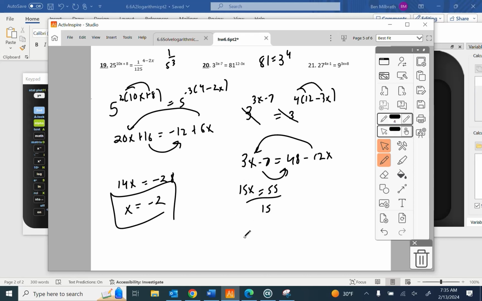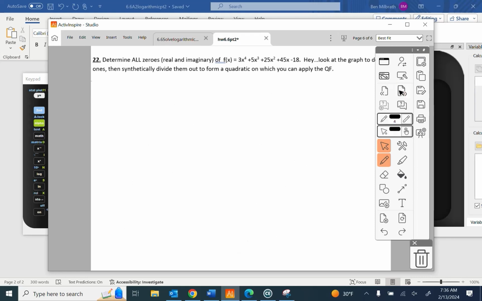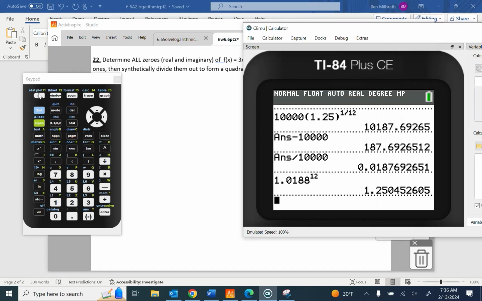Divide out my 15. 55 and 15 are both divisible by 5. 11 thirds. Done. Oh, there's one more problem, and it's a word problem. Determine all zeros, real and imaginary, of this function. It says, hey, you, look at the graph.